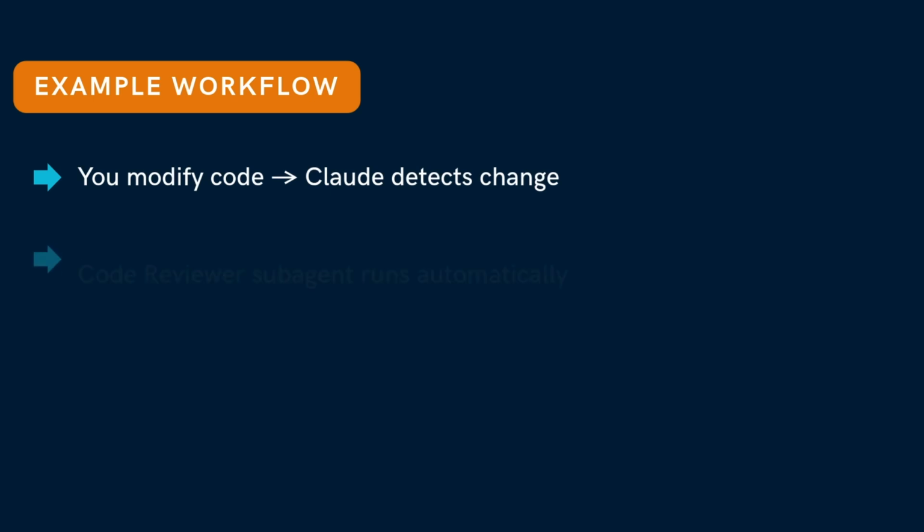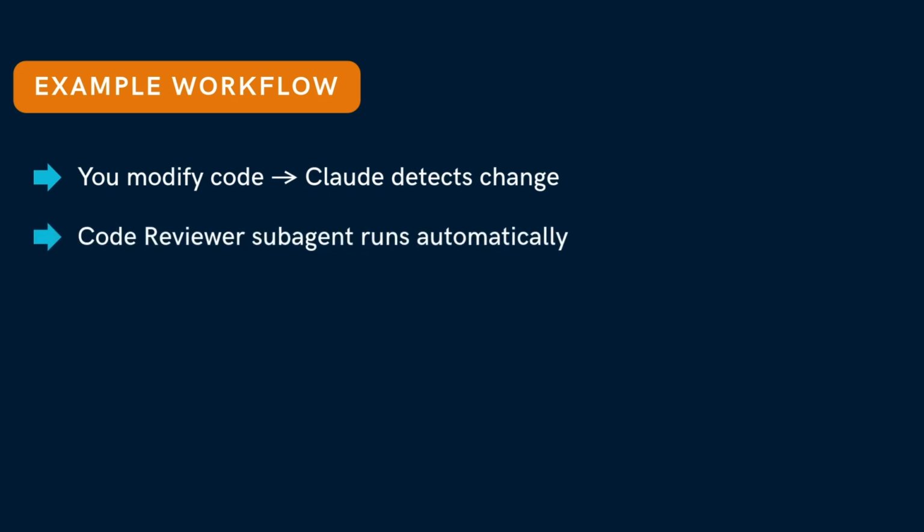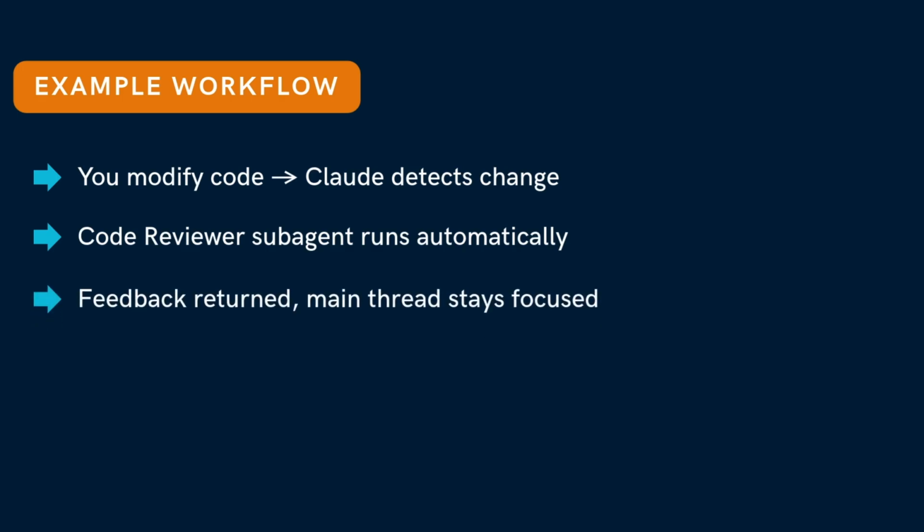Let's look at an example. You make a change in your code, Claude notices it right away. The code reviewer subagent runs automatically. It checks your work and gives you helpful feedback. You get the results in seconds while your main thread stays clear. No interruptions, no clutter. Now let's recap this lesson.